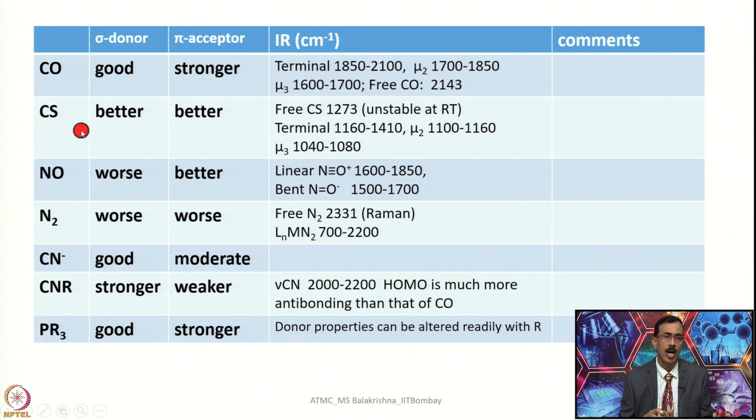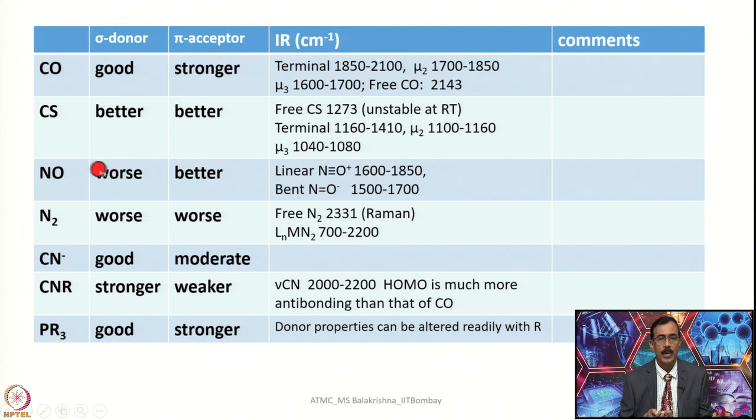And as I mentioned, carbon monosulfide is a better sigma donor and also a better pi acceptor, and free carbon monosulfide is very unstable. But at low temperature, if you want to monitor, it shows a stretching frequency of 1273, and the terminal CS will have stretching frequency between 1160 to 1410, and when it is bridging, the same stretching frequency drops to 1100 to 1160, and then when it is bridging 3 metal centers, it further drops and appears in the range of 1040 to 1080 centimeter minus 1.